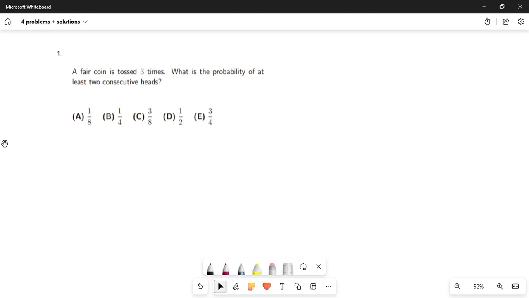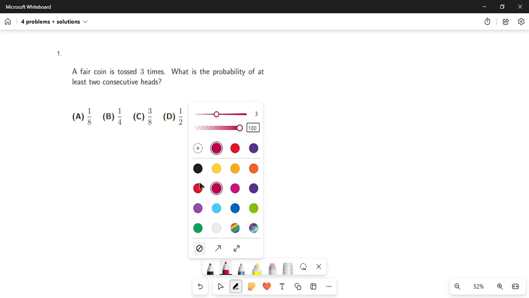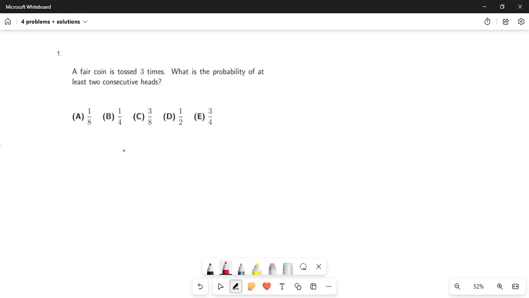But before you look at the solution, I recommend to pause and try the problem yourself, and then we can check out the solution. So for the first one here, pause the video now if you want to try it out.